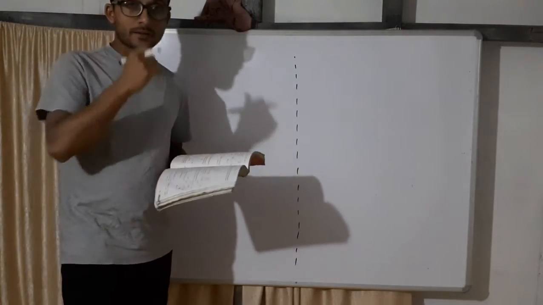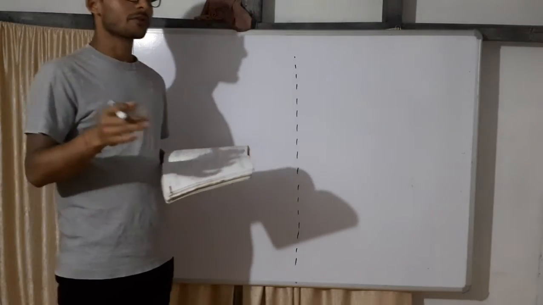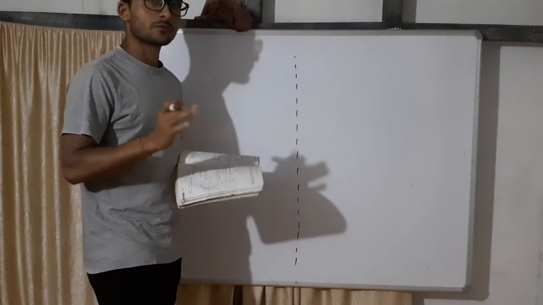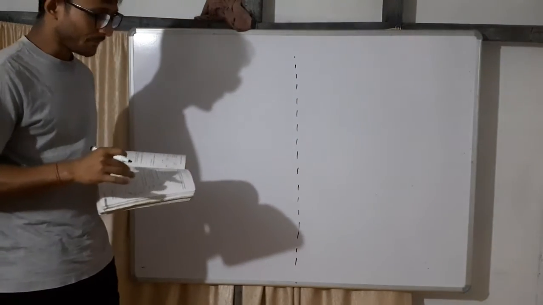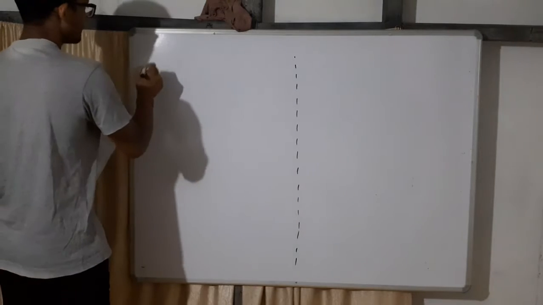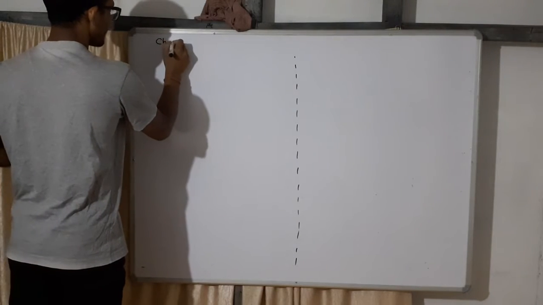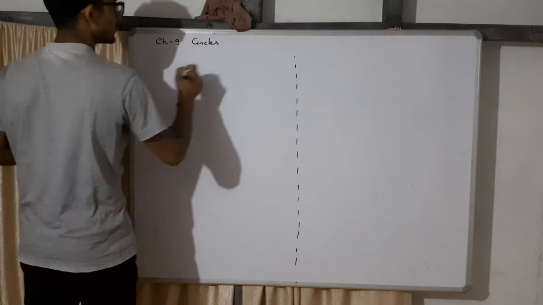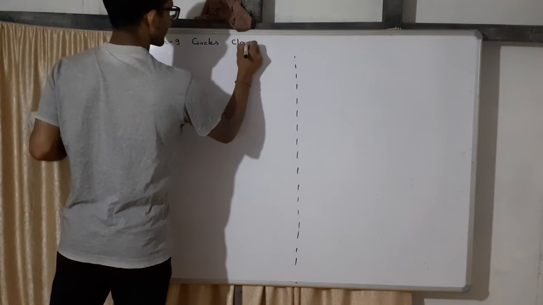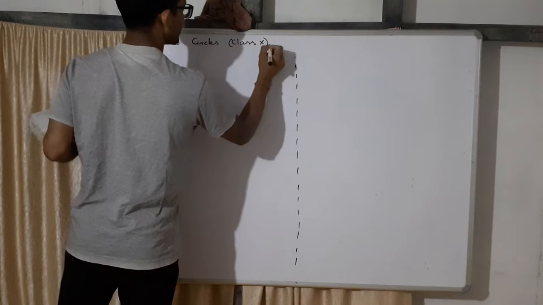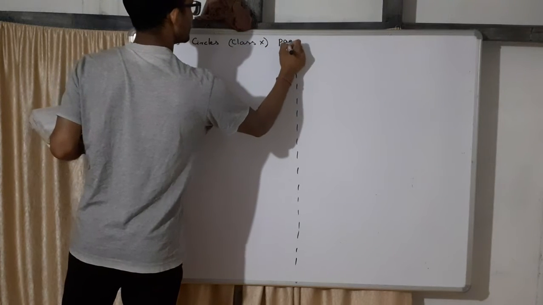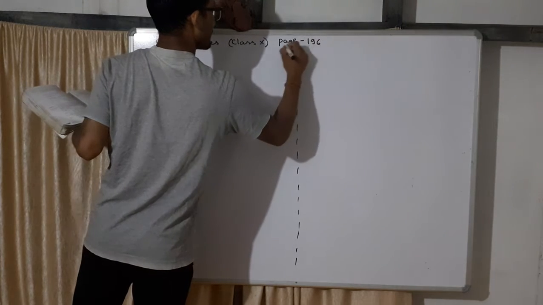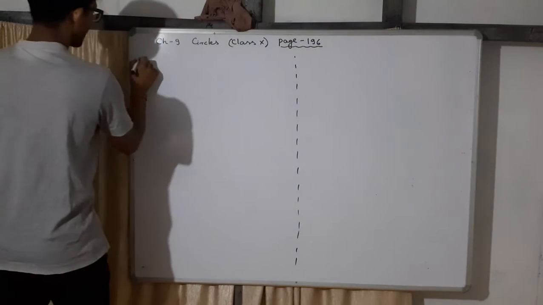This is chapter 9 again, the same chapter after finishing our example 1, after finishing all the theorems there from the first part. We come to example number 2 now. Again write chapter 9, name of the chapter is circles, class 10. The page number is 196.